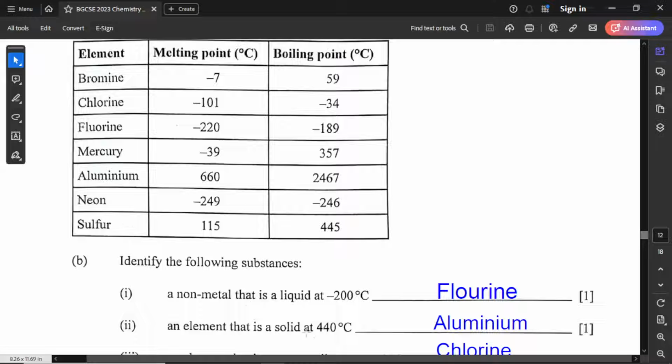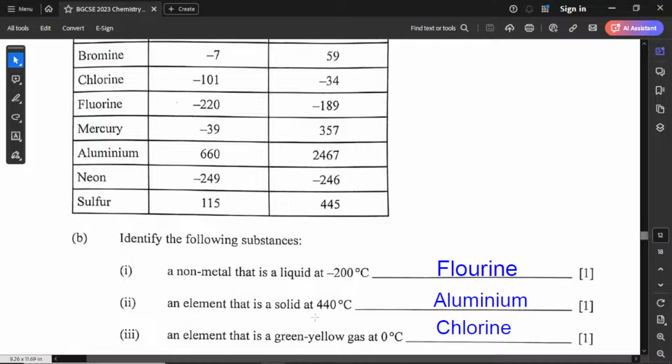Out of those three, it's a non-metal that is liquid at minus 200. So what is key you're looking for here is the melting point, which means when it reaches that temperature, it starts to melt, which is moving from solid into liquid. So if you look at fluorine, it starts melting at minus 220. So by the time it reaches negative 200, it is already a liquid. That's when it starts to melt. All right, bromine goes all the way up to negative 7, which is way far from 200. Also sulfur will have to go to 115. That's way up on the positive side.